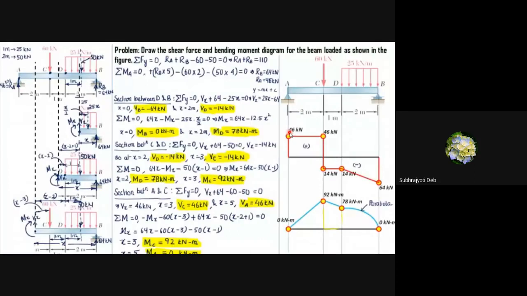Of the UDL. See, you know what is the equation of a straight line. It is y is equal to mx plus c. This is an equation of a straight line. But this equation, 64x minus 12.5 x squared, this is a quadratic equation. So this will give you this type of curve, this parabolic curve.